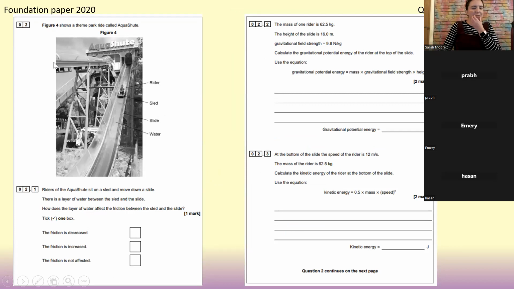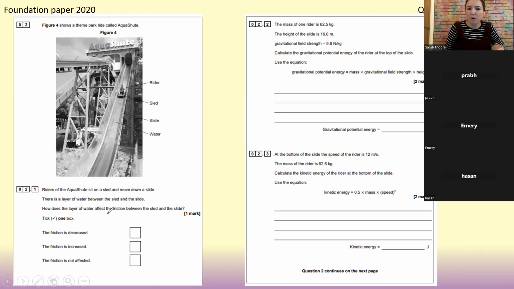Right. This question here is from a foundation paper, and the next question is the same context but from a higher paper. So I wanted to show you the difference between them. We've got a figure showing a theme park ride called the Aqua Chute. I'm sure we've all been on or seen something like this at some point. Riders of the Aqua Chute sit on a sled and move down a slide. There is a layer of water between the sled and the slide.